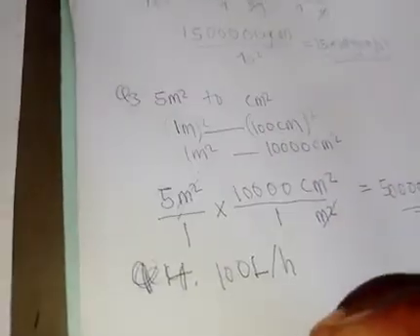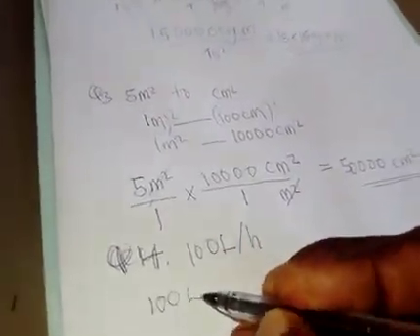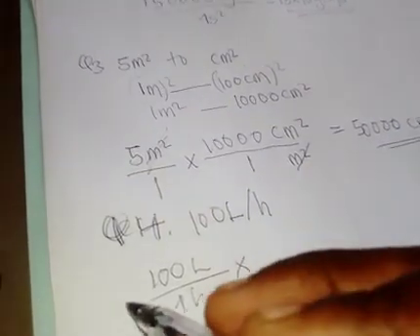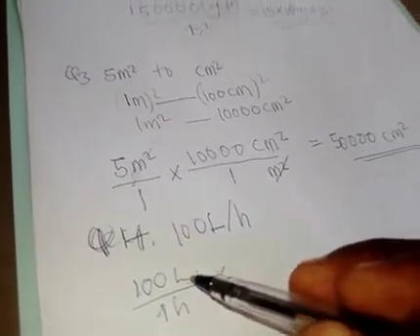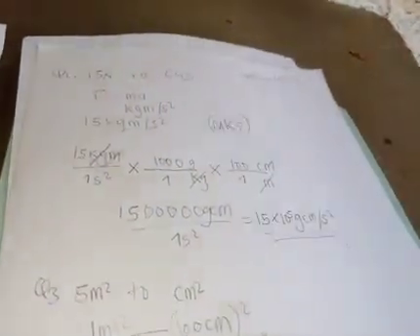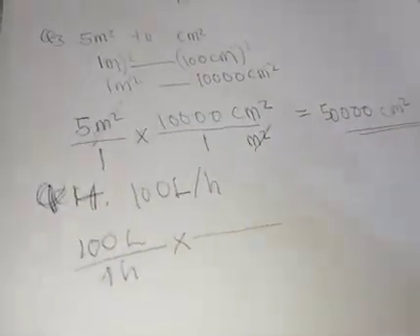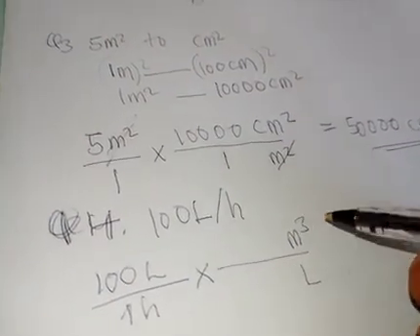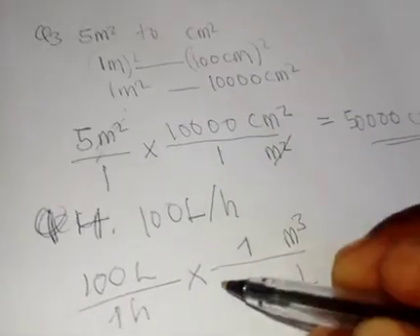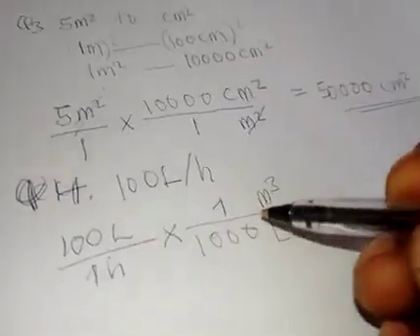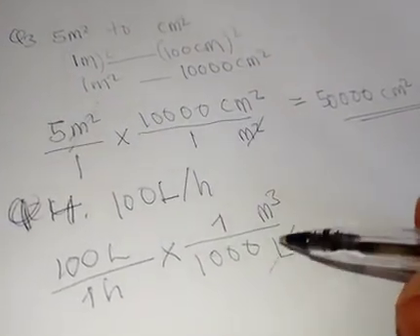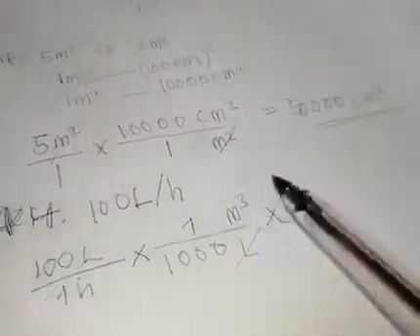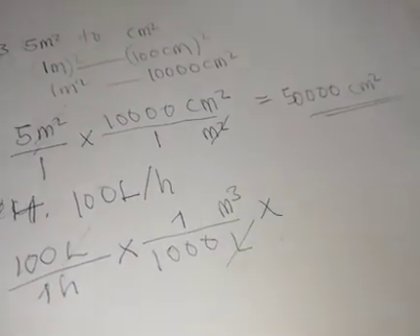So here we use chain link conversion. We have 100 liters over that 1 hour, and we multiply by the conversion factor to convert liters into cubic meters. I want to get rid of the liter, so I should have liter on the bottom and cubic meters on top. If you have 1 cubic meter, you actually have 1,000 liters. So liter and liter will cancel, and we remain with cubic meter there.